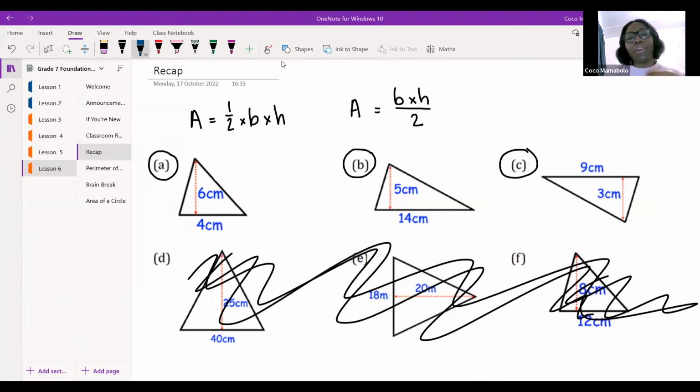All right, ladies and gentlemen, if you have an answer for A, please pop your answer in the chat. I want to see what you got. Olonda says 12 centimeters squared. So does Masichaba. I agree with you. A is equal to 12 centimeters squared. Unati, do not forget the squared. The squared is so important. Very, very important. Thank you.